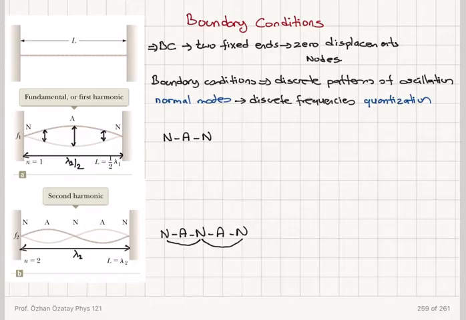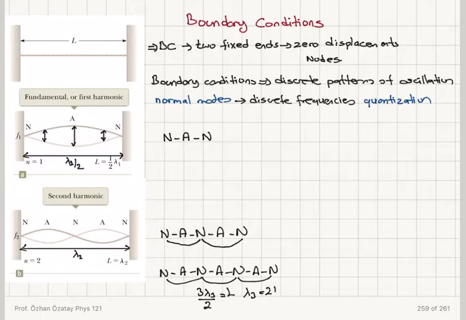And I can continue like this. For example, just for exercise, I can go to the third possibility: node, anti-node, node, anti-node, node, anti-node, node, lambda over 2, lambda over 2, lambda over 2. So that would be 3 lambda 3 over 2 must be equal to L, and lambda 3 should be 2L over 3.